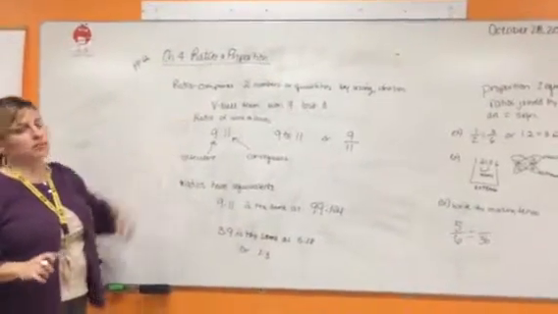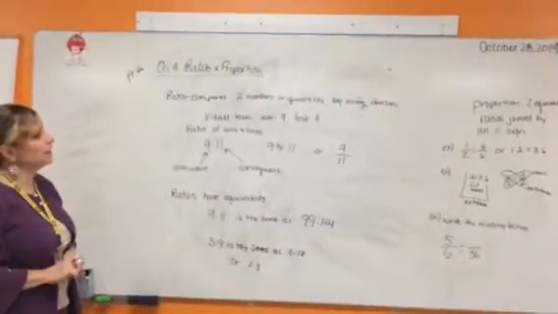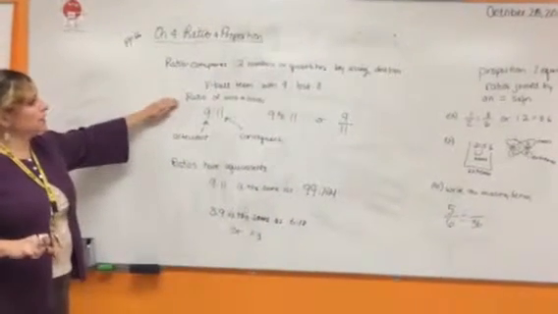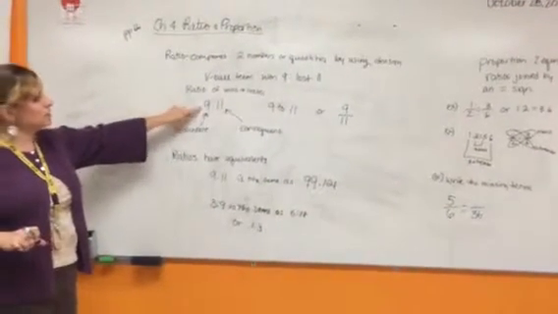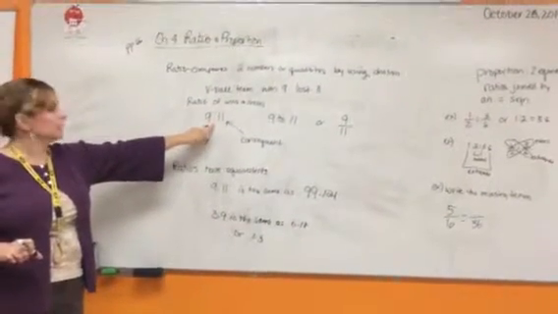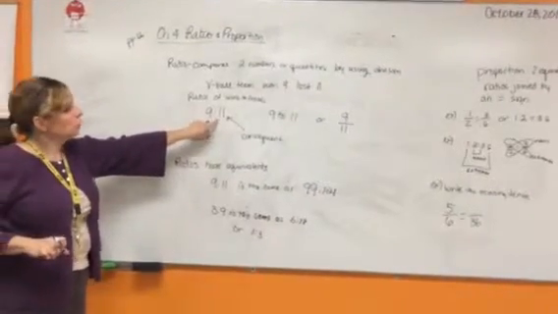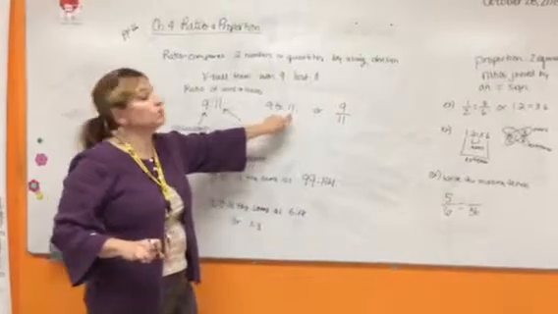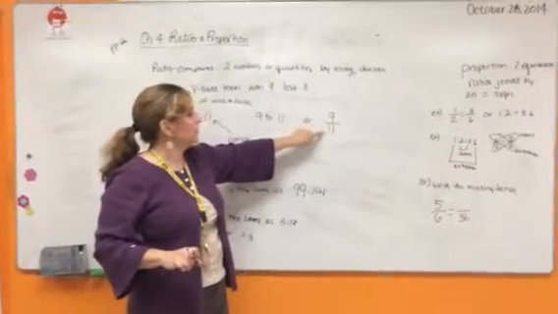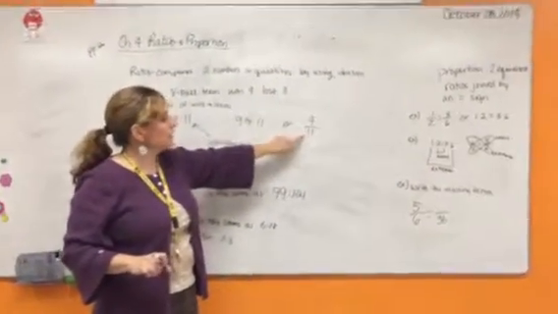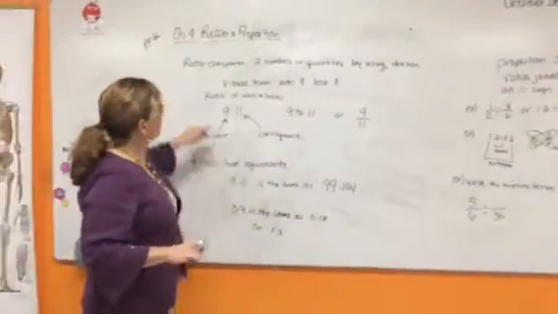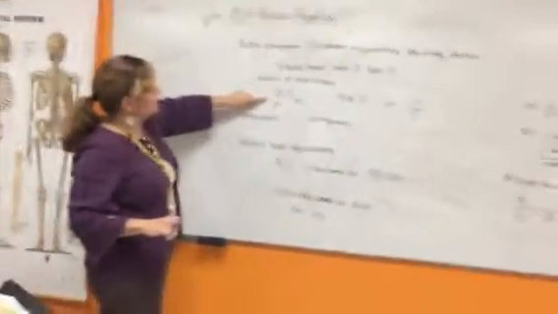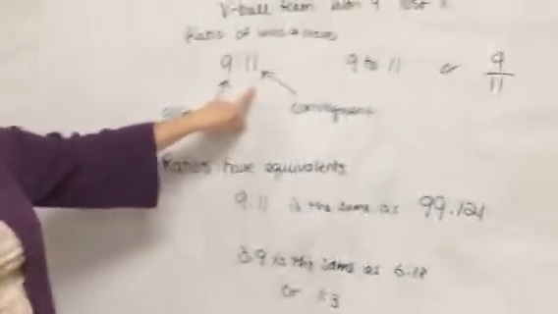So our volleyball team this season, we won 9 and lost 11. So the ratio of wins to losses is 9 to 11. You can write it by putting a little colon in the middle, or you can write it with the word "to" in the middle, 9 to 11, or you can write it as a fraction, 9 over 11. That means we had 9 wins and 11 losses. Okay, the 9, the first number, is called the antecedent, and the second number is called the consequent.